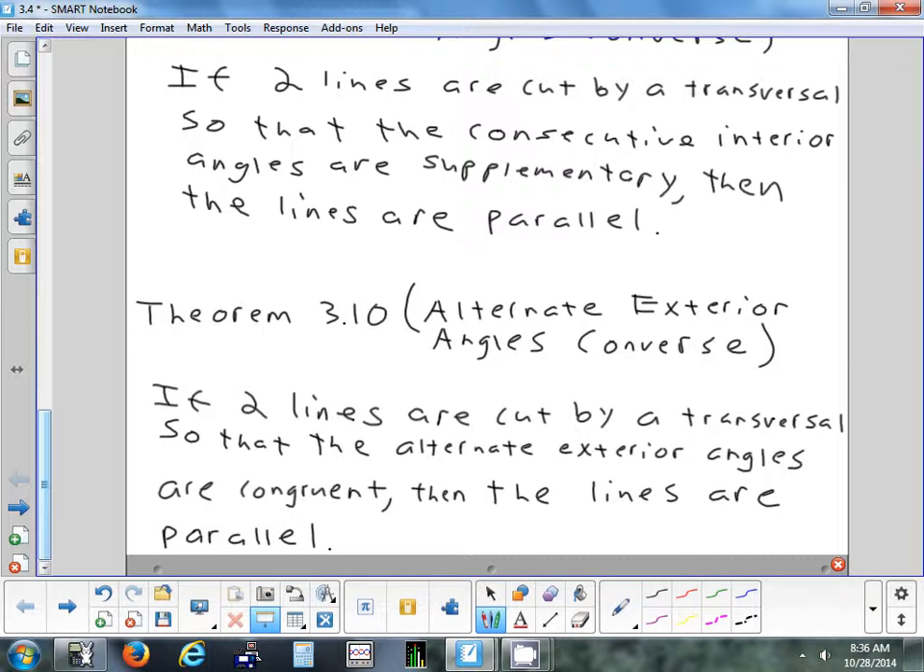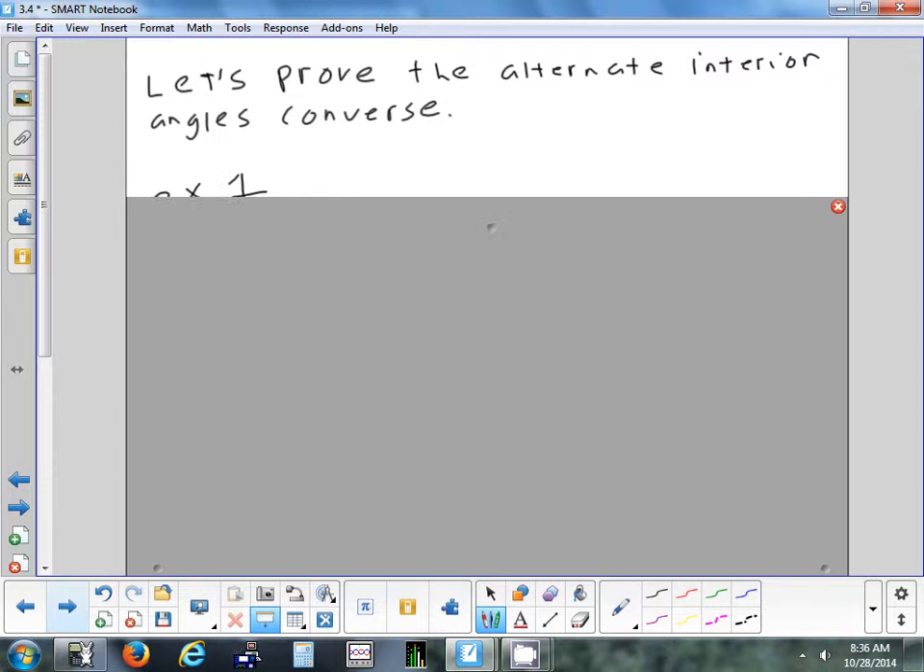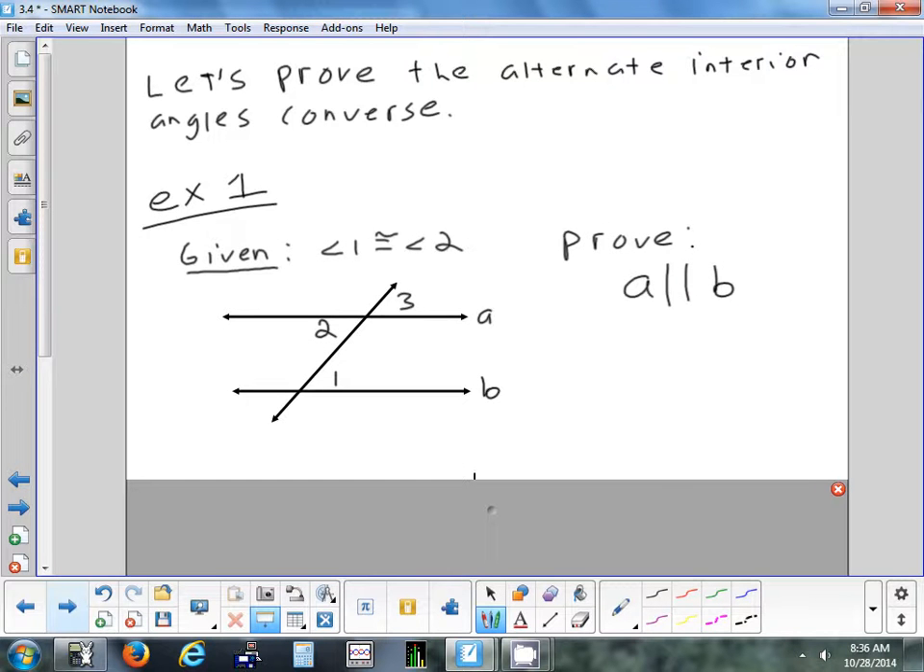Okay, any other questions on those theorems? All right, so what we'll try to do is prove a couple, and then we'll get into some problems that are more numerical. So let's start with the alternate interior angles converse. That is theorem 3.8.